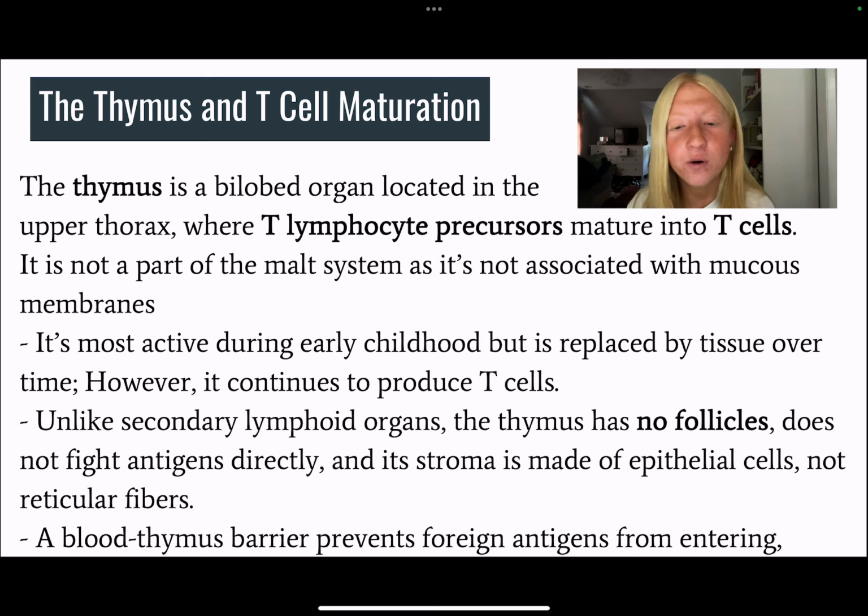Unlike secondary lymphoid organs, the thymus has no follicles and does not fight antigens directly, and its stroma is made up of epithelial cells, not reticular fibers. A blood-thymus barrier prevents foreign antigens from entering.